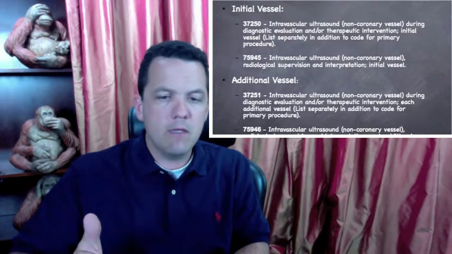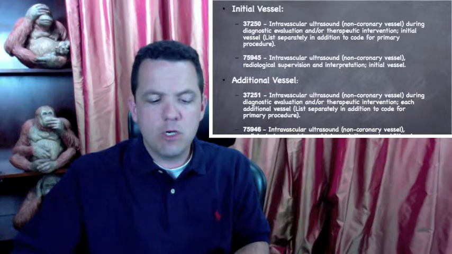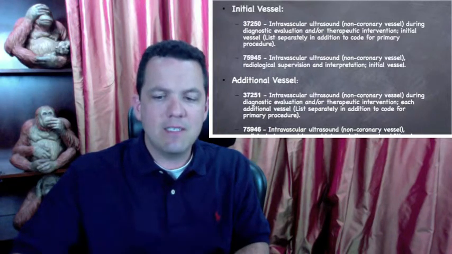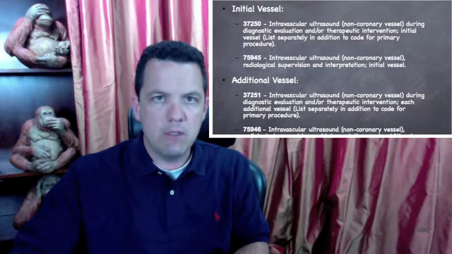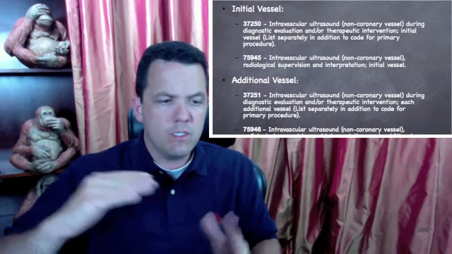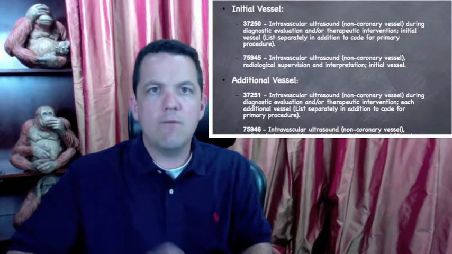Whereas IVUS might illustrate that this obstruction is really not as severe as the angiography might illustrate, because the angiography is really just giving us a silhouette of what the vessel looks like.